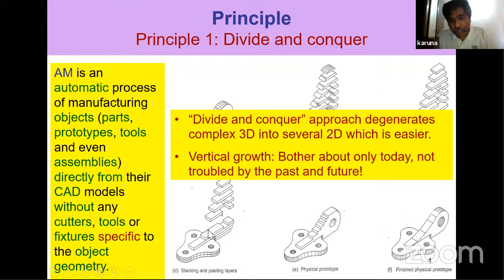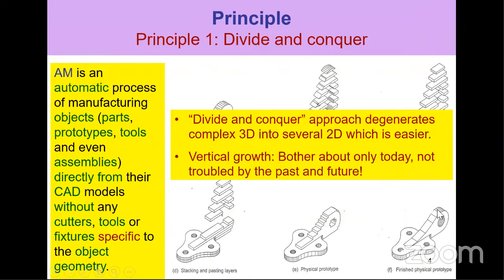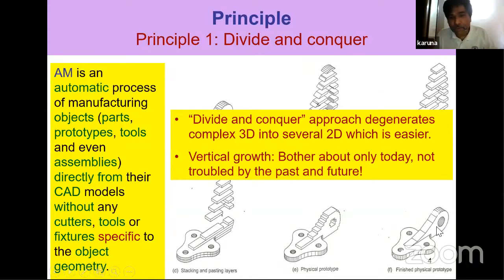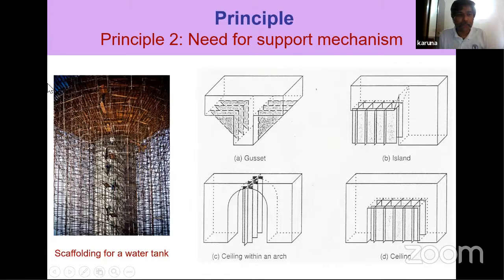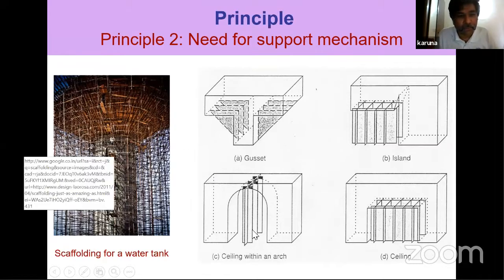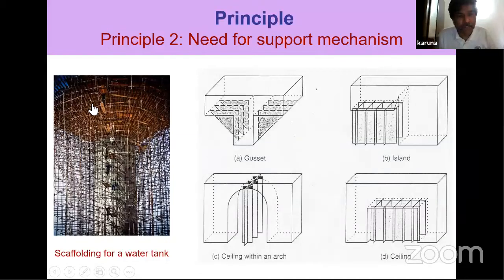So when you put layers one over the other, when you come to this region, you need something to support. So that is called a support mechanism. Okay, so we are already familiar with what a support mechanism is. For example, when you want to construct this water tank, after reaching some level, you need to add scaffolds. So a similar thing has to be done in 3D printing automatically. So every 3D printing method uses some kind of support mechanism.